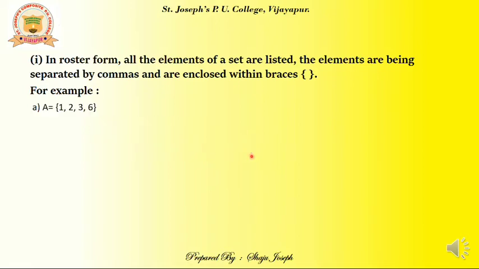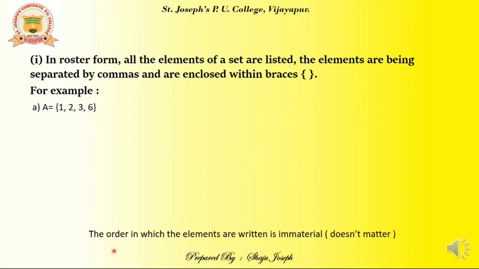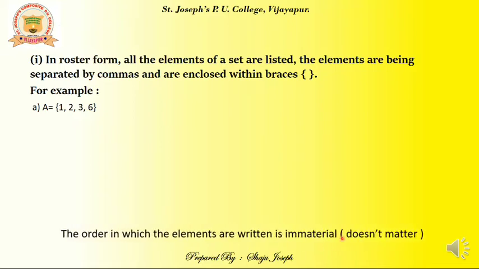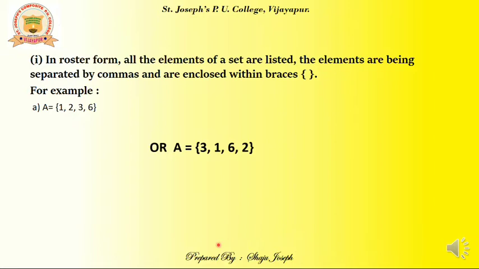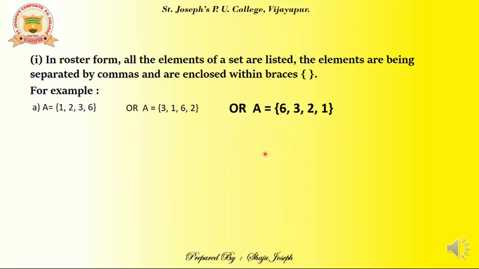Let us remember that the order of these elements which are written is immaterial, meaning it doesn't matter. See, again I have written the same set, but this time the order of the elements is different from the previous. 1, 2, 3, 6 is written as 3, 1, 2, 6. However, both the sets are same. There is no difference between the sets. Both we consider as the same set. Even if I write it in a totally new way, that is 6, 3, 2, 1, the elements being the same but written in a different order is not considered a different set but the same set.